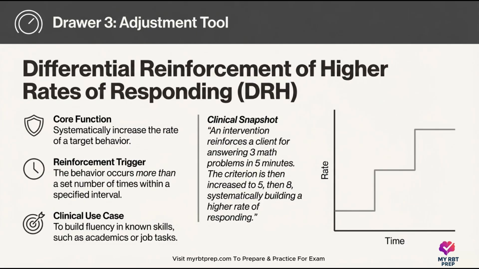Look at the clinical snapshot in the center to see this in action. We don't demand instant speed. We might start by reinforcing a client for answering just 3 math problems in 5 minutes. Once they stabilize at that pace, represented by the horizontal lines on the graph, we raise the criterion to 5 problems, then 8. It is essentially interval training for behavior.